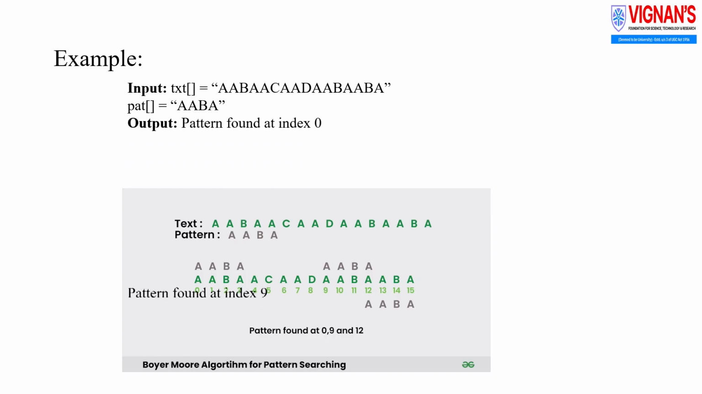Example. Input: text is AABAACAADAABAABA. Pattern is AABA. Output: Pattern found at index 0. Pattern found at index 9. Pattern found at index 12.